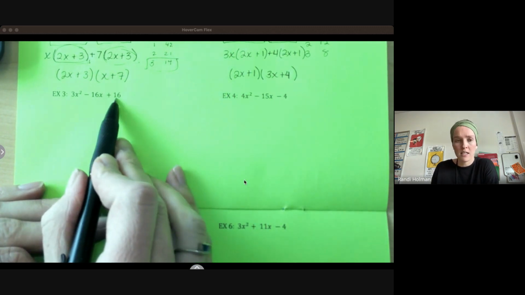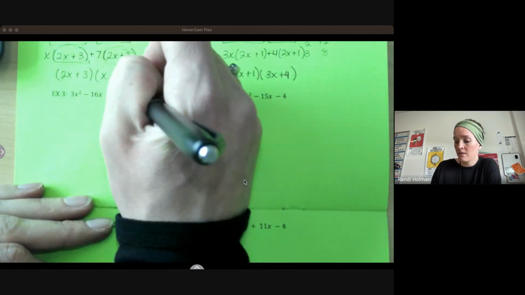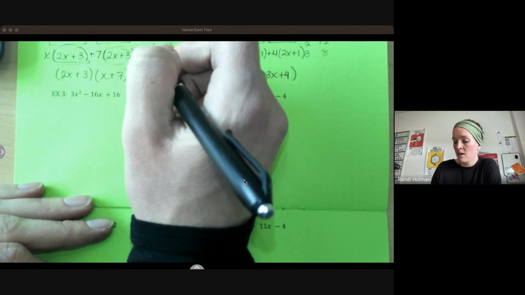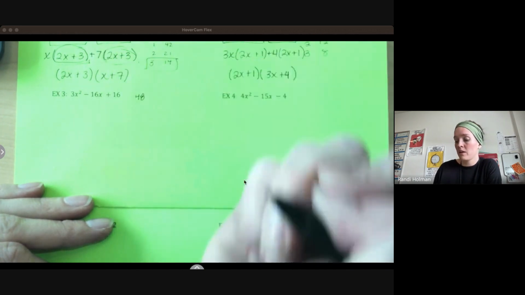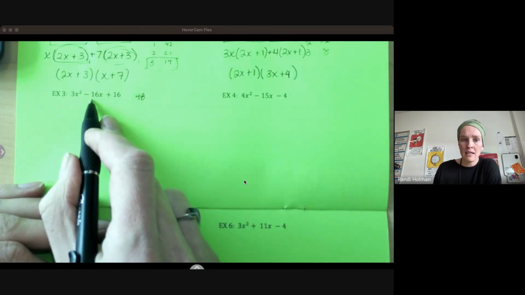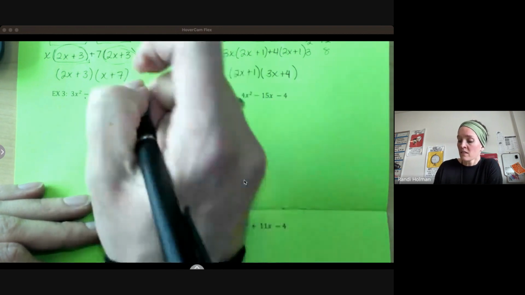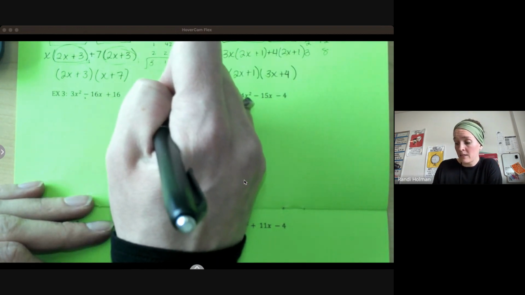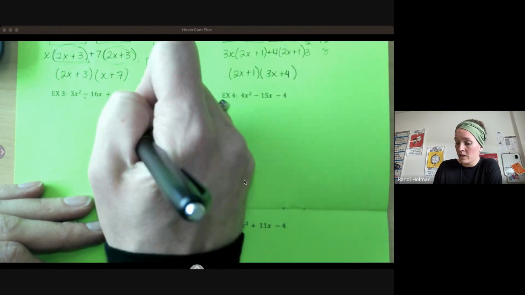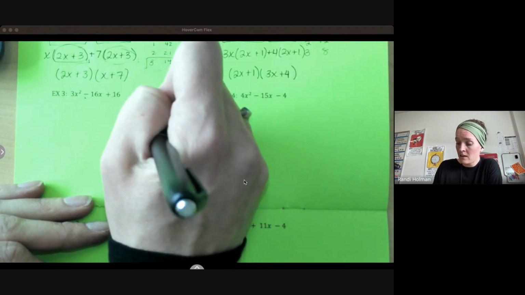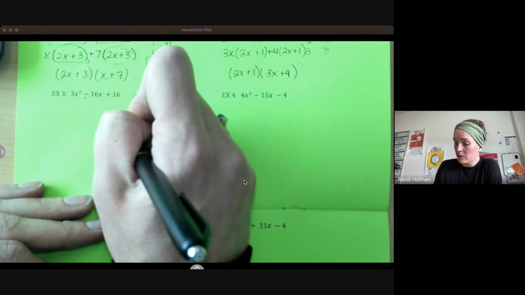3, 16, 16. Nope. So then we're going to multiply 3 times 16. Oh, 3 times 16 is 48. So we're looking for factors of 48 that add to be negative 16. So they multiply to be positive, add to be negative. They're both negative. So -1, -48 doesn't work. -2, -24 doesn't work. -3, -16 doesn't work. -4, -12. Ooh, that one works.